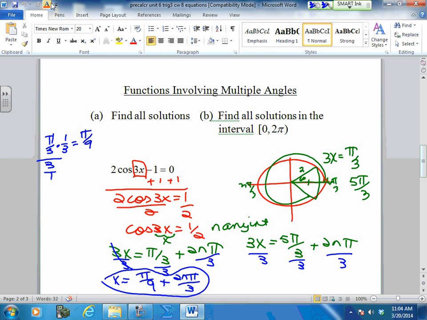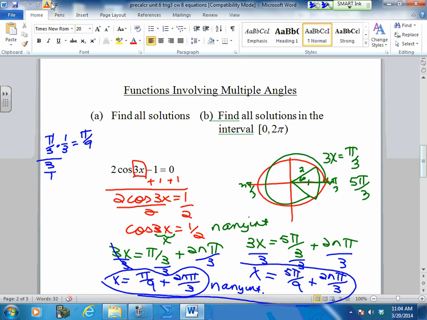So what do you think this becomes for the other angle? X equals 5 pi over 9 plus 2n pi over 3. And I also have to say n is any integer. This is my all solutions. So I start out finding my solution between 0 and 2 pi, and then I take out my 3x, and I leave it like that.